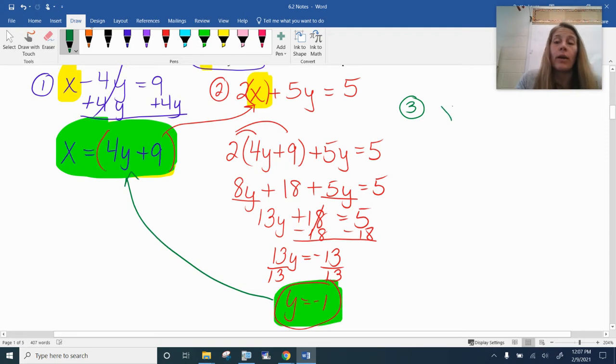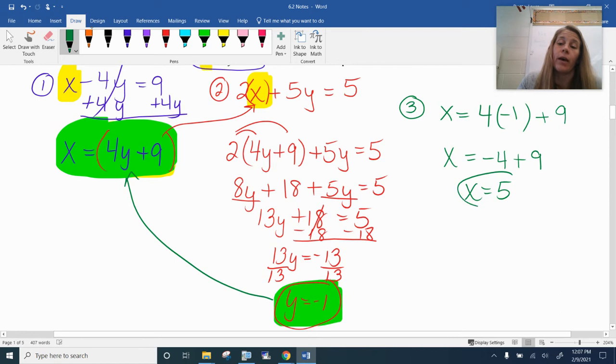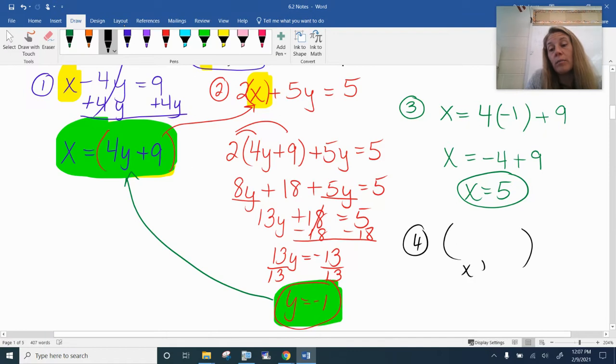So now I will have x equals 4, and instead of that y, I'm going to substitute in the -1 plus 9. Then just solve it. 4 times -1, -4 plus 9, and I end up with 5. So finally, I can write my solution as an ordered pair. My x is 5, and my y is -1.